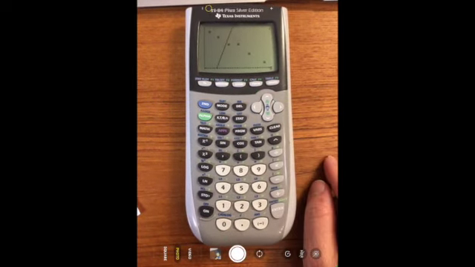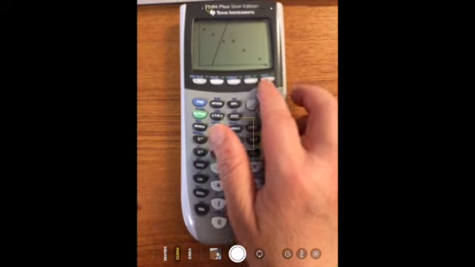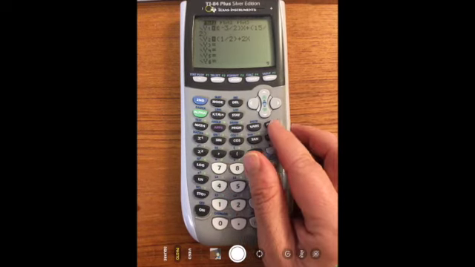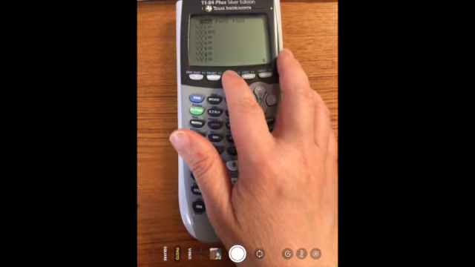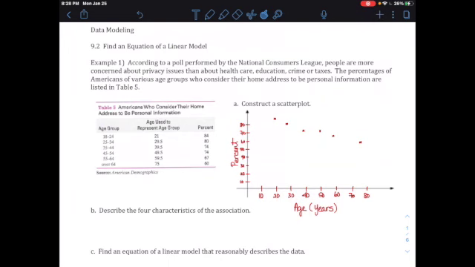Now, why is that line still there? Well, the reason the line is there is because under Y equals, we used to have lines in there. So if you don't want the lines there, clear them. Zoom again. That's how you do the scatter plot. I just showed you how to do it on the calculator. Make sure you double check you know how to do that.